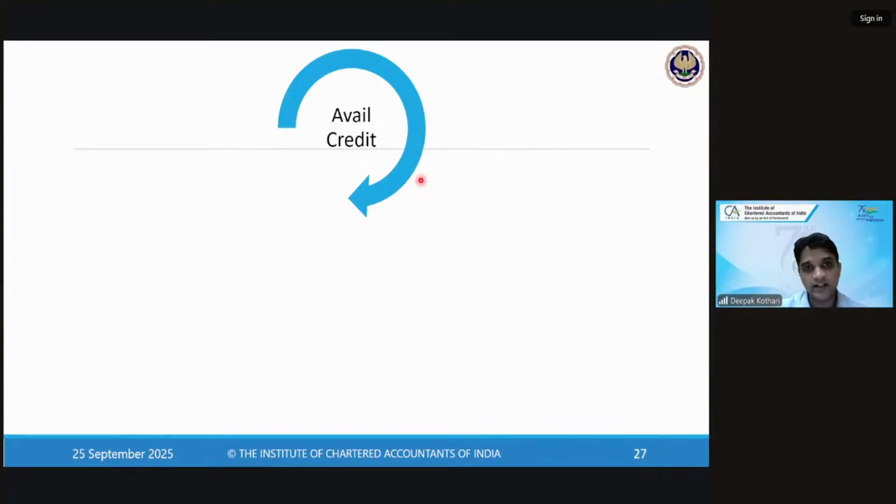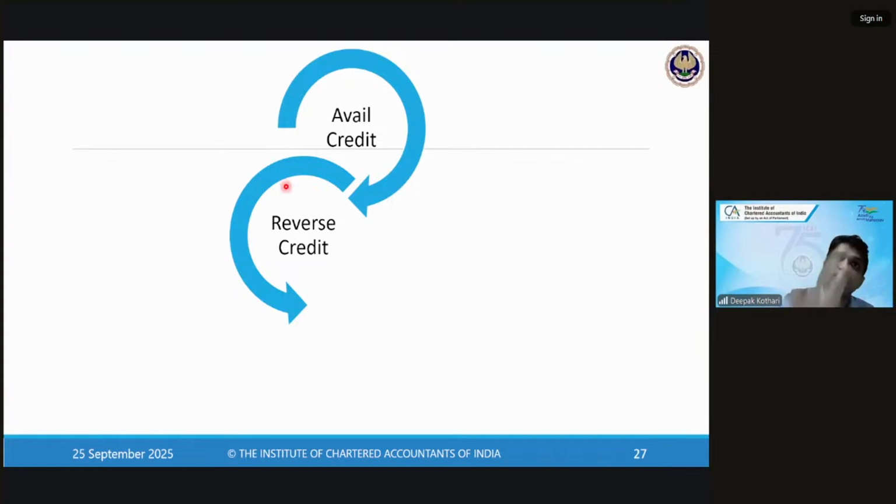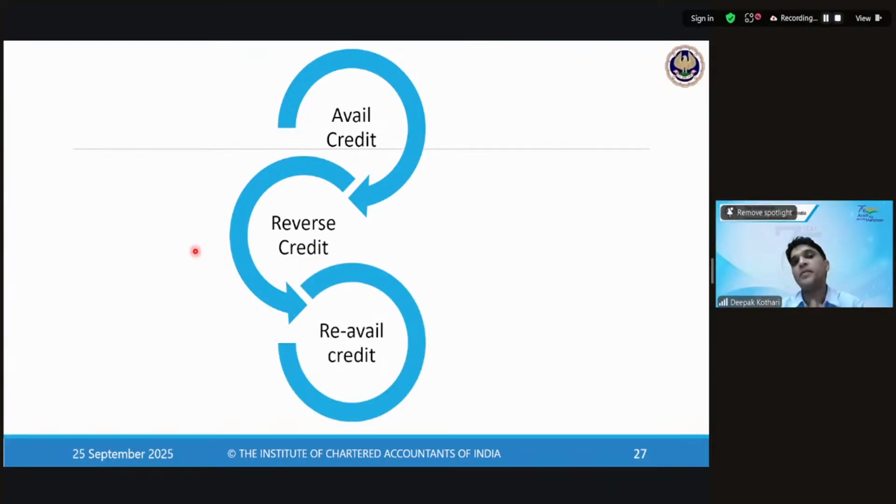You have availed the credit because it's appearing in your GSTR 2B. Now later on, you find that the supplier has not paid the taxes, so you will reverse the credit. You will avail the credit, and then the supplier has not paid the taxes, so you will reverse the credit, and then later on the supplier will pay. And it is appearing in your system that yes, he has filed the returns. Then you can re-avail. So that is the concept of availing the credit, reversing, and re-availing. Because what you have availed, you have reversed. Now you are re-availing it. So avail the credit, reverse it, then re-avail the credit. Clear?